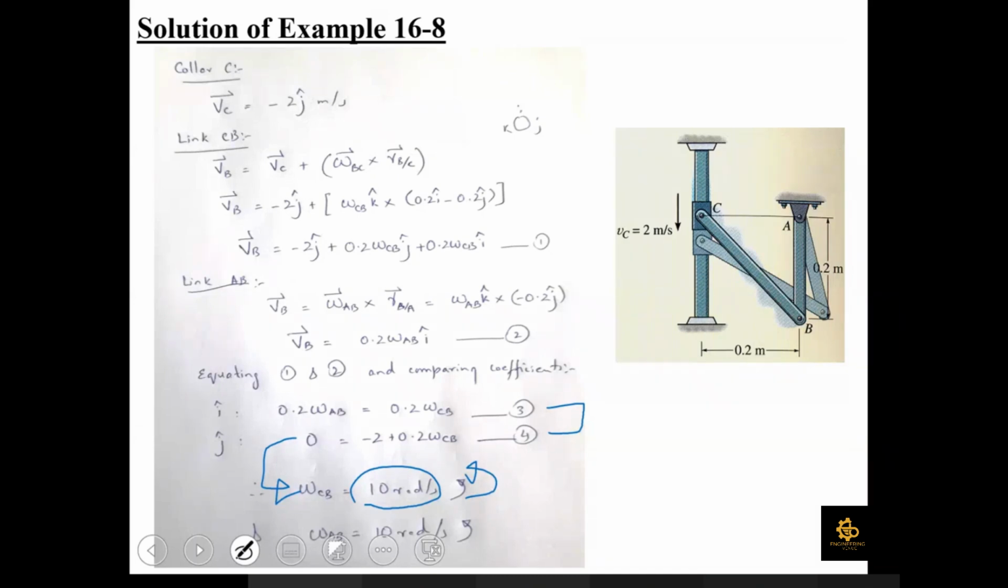Similarly, putting the value of omega in equation number 3 would give you omega AB equal to 10 radians per second again. And since this value comes out to be a positive quantity, it means that at this instant both these links are moving with counterclockwise angular velocities of 10 radians per second. Is it clear to all of you?